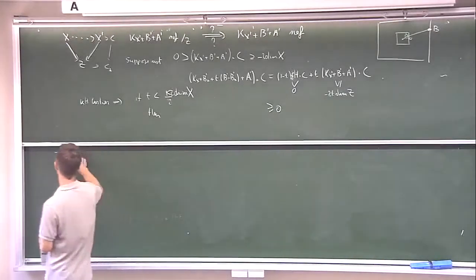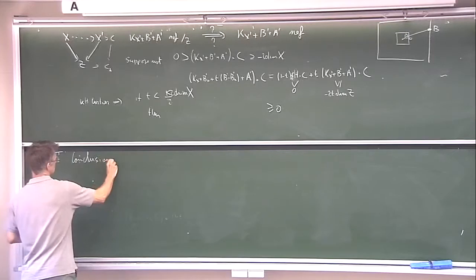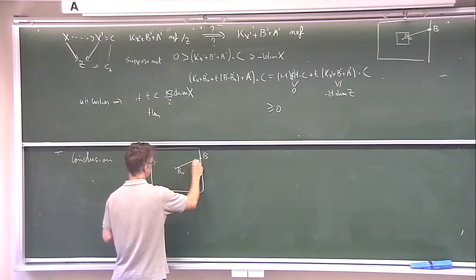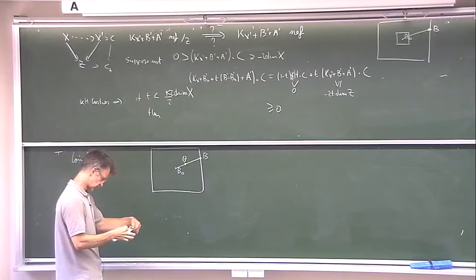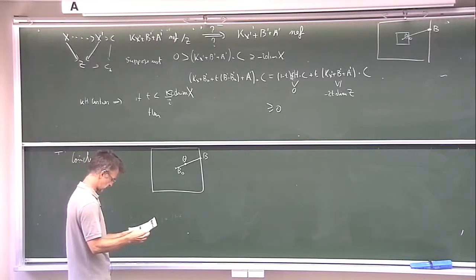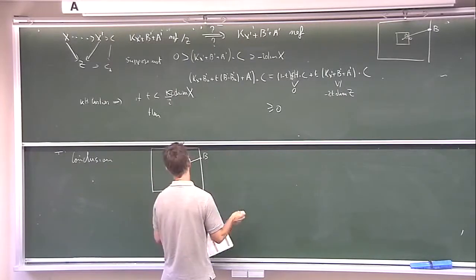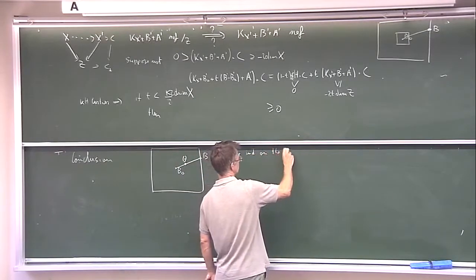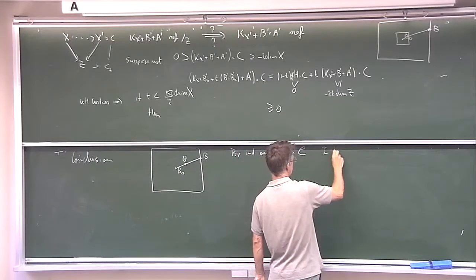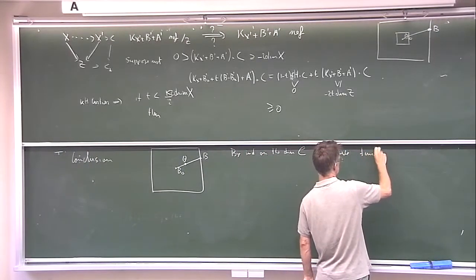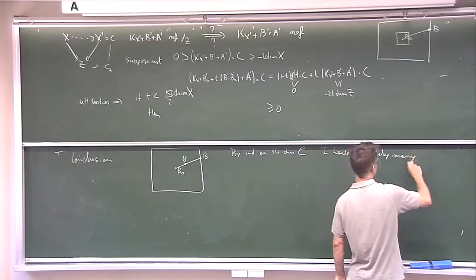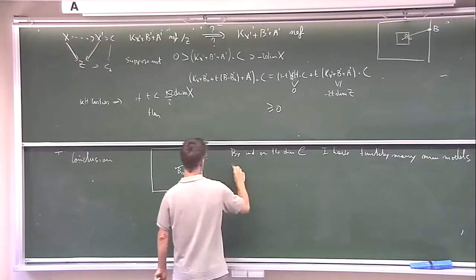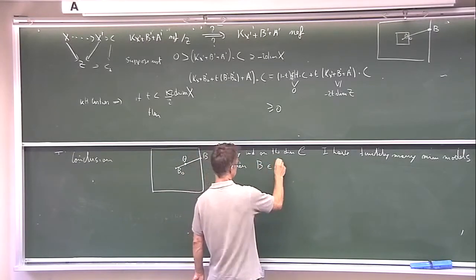So conclusion, again, I want to think about this. Here's my B0, here's B, and here is any point in between, theta, which I want as a convex linear combination of those two. So by induction on the dimension of C, I have finitely many minimum models when B belongs to the boundary of C.